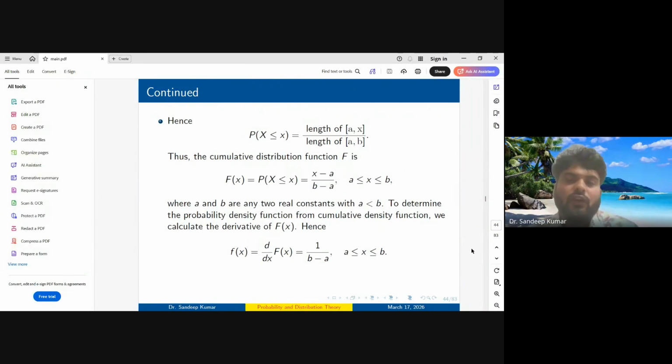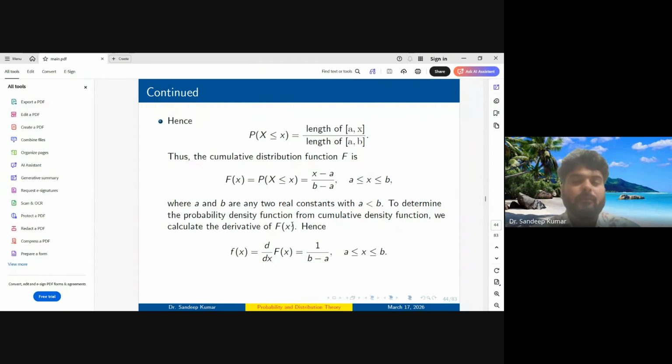Hence, the probability of X less than or equal to x equals the length of the interval A, x, divided by the length of A, B. This is the cumulative distribution function, F(x) equals probability of X less than or equal to x. This is the mathematical formulation of the uniform distribution: (x minus A) upon (B minus A). This is the cumulative distribution function of the uniform distribution, where A and B are any two real constants, where A is always less than B.